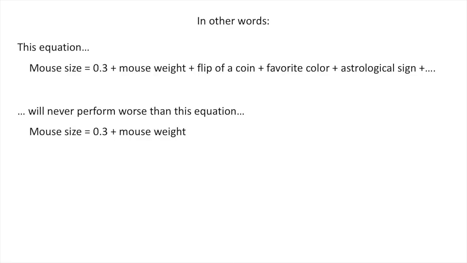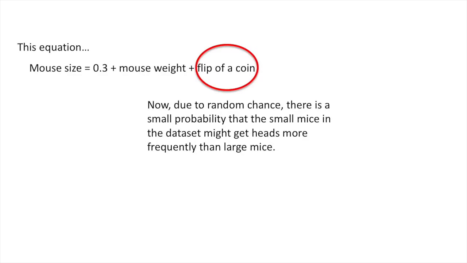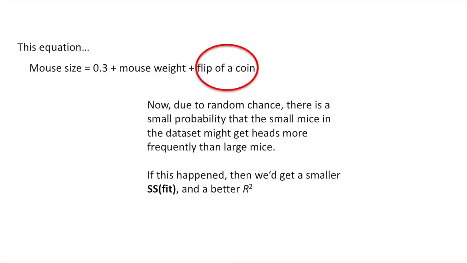Mouse size equals 0.3 plus mouse weight. This is because least squares will cause any term that makes sum of squares around the fit worse to be multiplied by 0 and, in a sense, no longer exist. Now, due to random chance, there is a small probability that the small mice in the dataset might get heads more frequently than large mice. If this happened, then we'd get a smaller sum of squares fit and a better R squared.